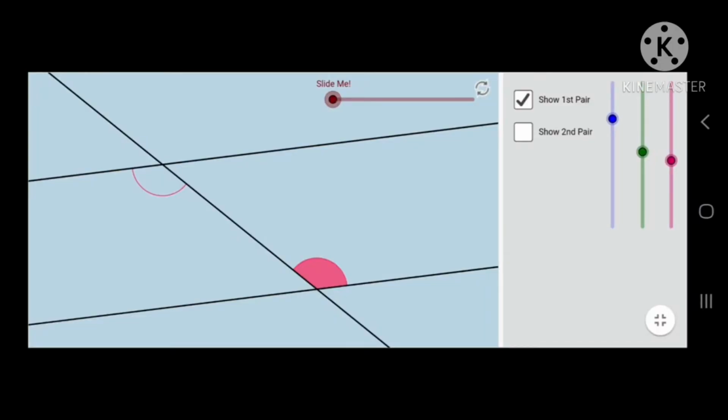Now let's explore the alternate interior angles theorem. As you can see here, we have a pair of alternate interior angles. So when a transversal intersects two parallel lines, let's see how and why they are equal. As you can see the shaded one, the pink angle, we will find the corresponding angle first. So as you can see here, its corresponding angle is this one.